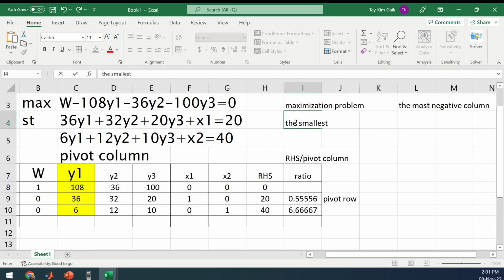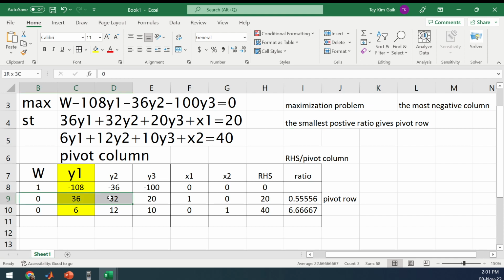The smallest positive ratio gives the pivot row. The intersection of the pivot row and pivot column gives the pivot cell. So this is the pivot cell.